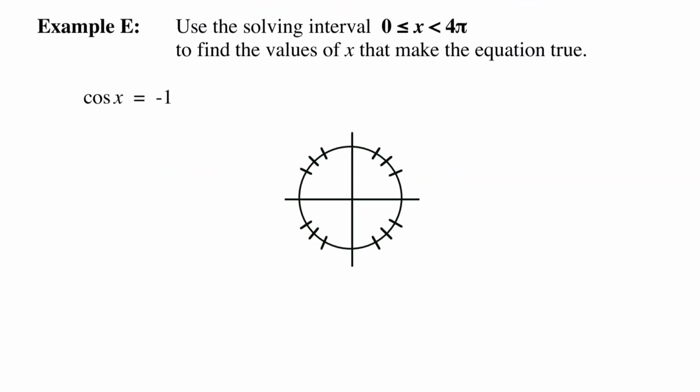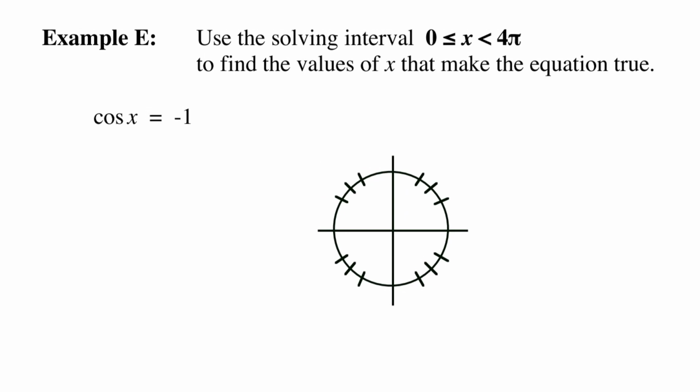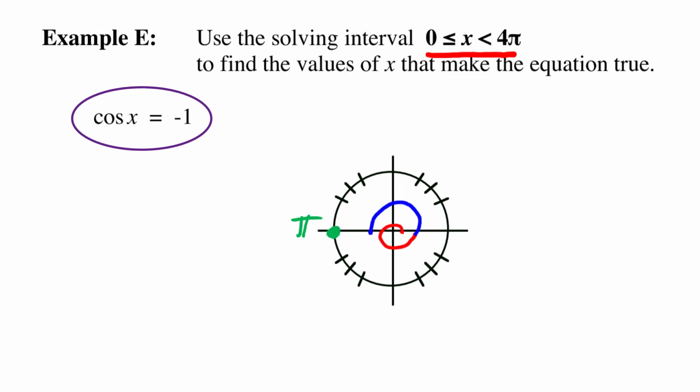In our next example, again, we're going around the unit circle twice, this time in radians, from 0 to 4 pi. Cosine x equals negative 1 at pi, and that's just going once around the unit circle. The second time around the unit circle, we add 2 pi, and we get pi and 3 pi as 2 solutions.